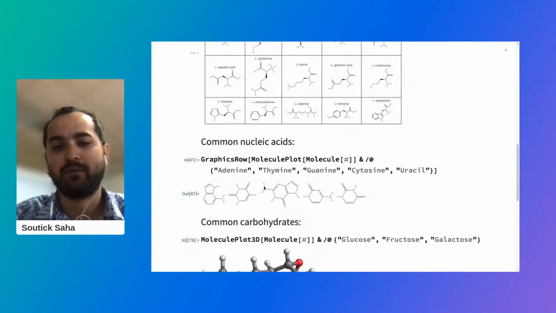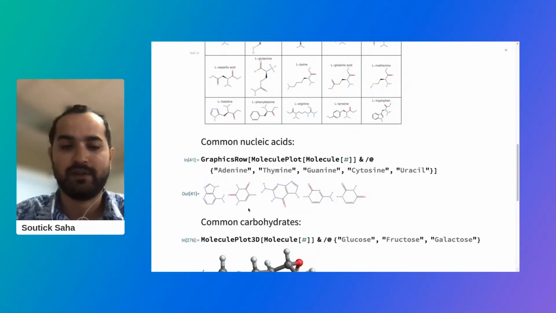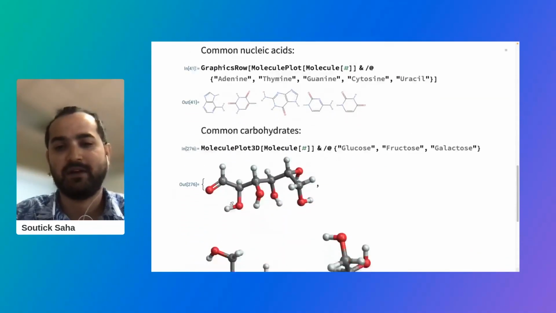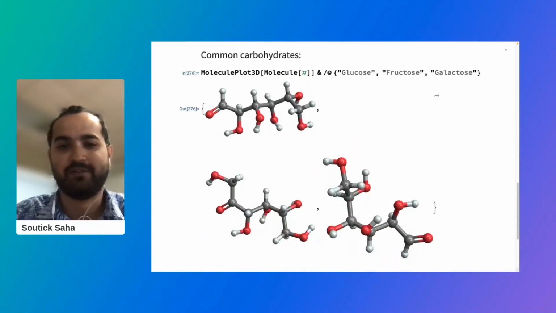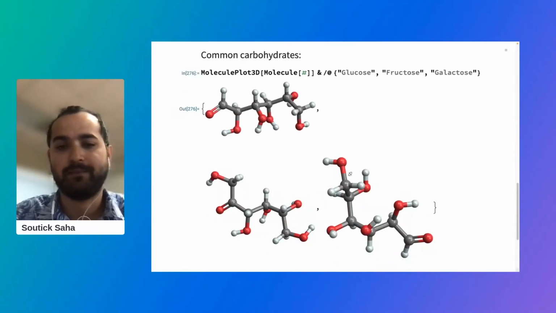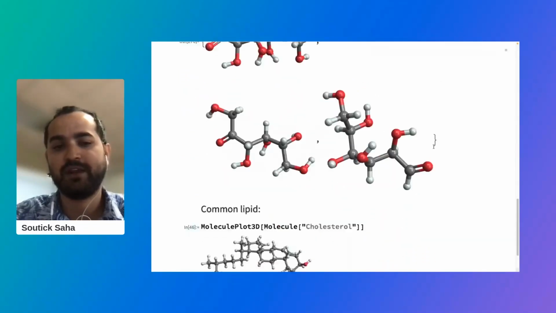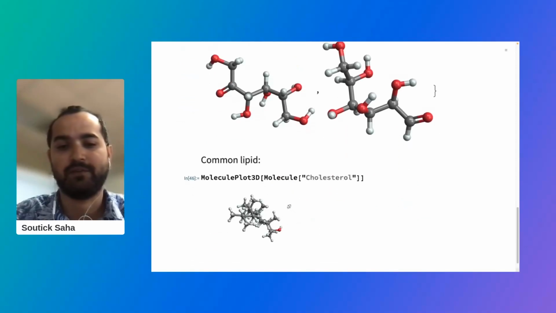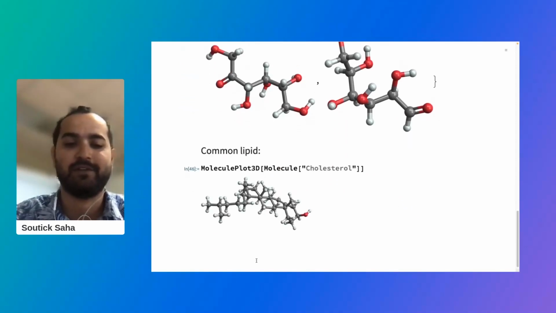These are some of the common nucleic acids that we find in nature. These are three common carbohydrates that we often come across. This is created using MoleculePlot3D, and this is one example of a lipid, which is cholesterol, which we are all familiar with.